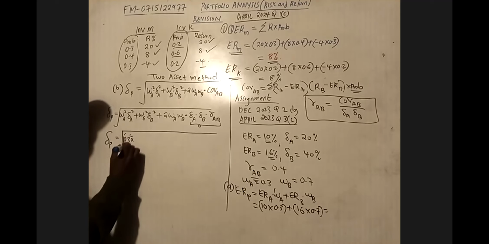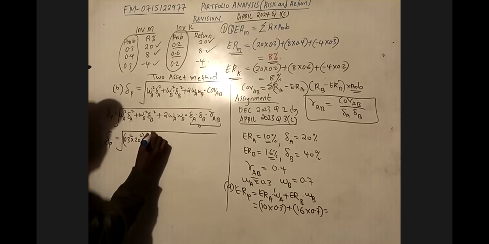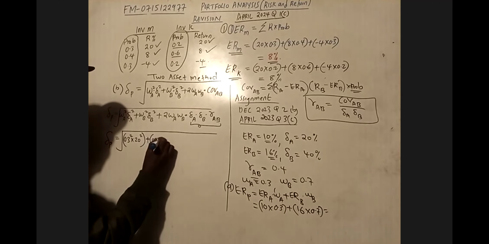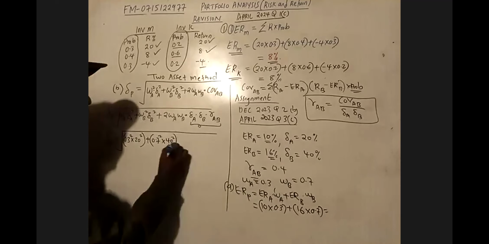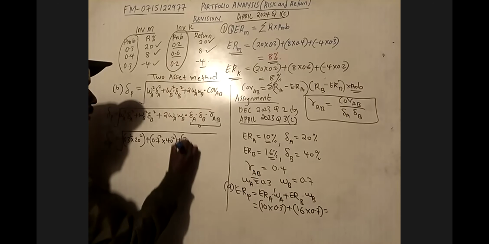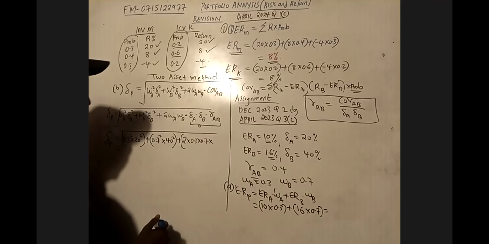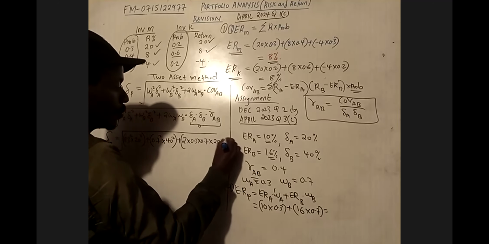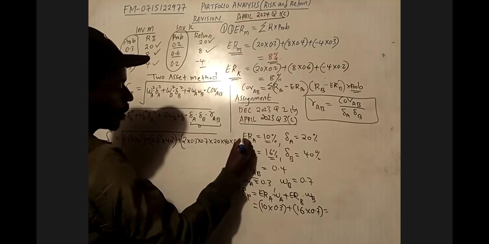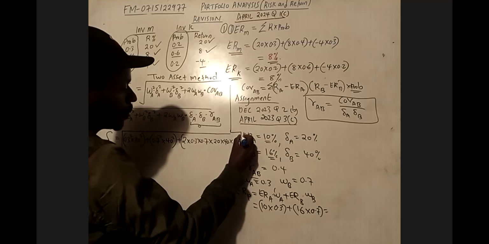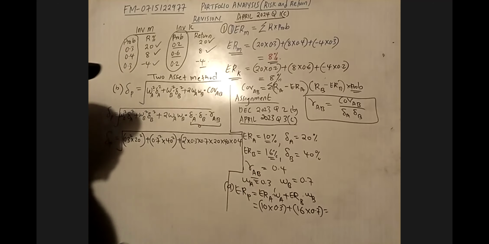We multiply with the standard deviation of A, the hapa 20 squared, plus weight of B is 0.7 squared times standard deviation of B is 40 squared, plus 2 times weight, which is 0.3 times 0.7, times the standard deviation, which is 20 times 40, times correlation coefficient ndio 0.4 hadi hapo. I hope inaonekana hadi hapo.